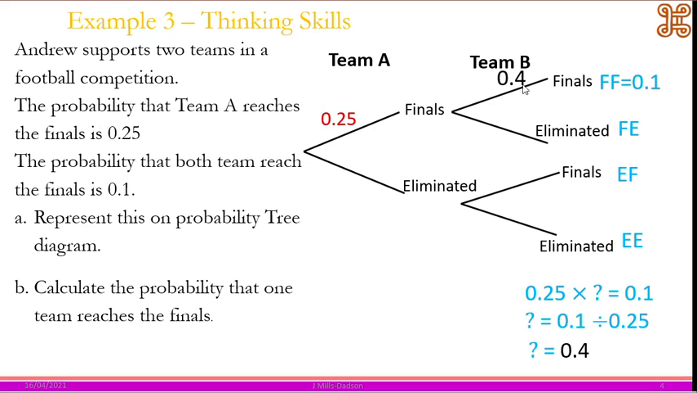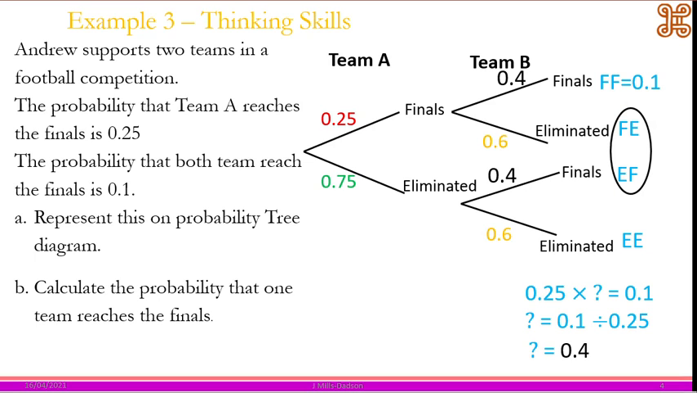Then we can now continue our tree diagram. So we know each branch should add up to 1, so the complement is 0.75. If it is 0.4, that will be 0.6, and the same repeats on the second one.